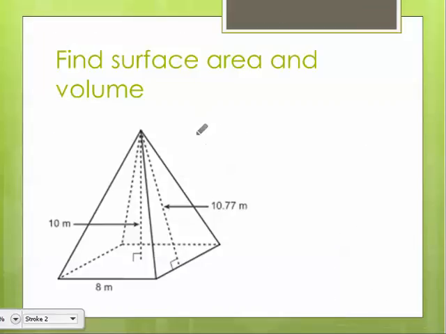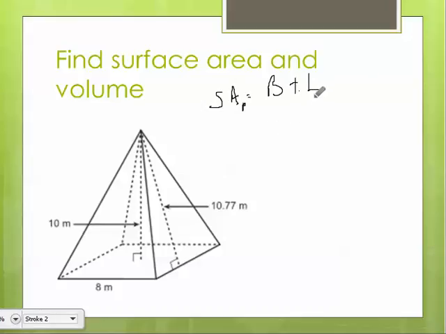Surface area and volume of a pyramid. Okay, so we're looking at a pyramid. We're wanting to find the surface area and the volume of it. Okay, so how do we find the surface area of a pyramid? Okay, I'm putting a P there for pyramid. Well, we remember there's only one base now, and we're going to be adding to that the lateral surface area.